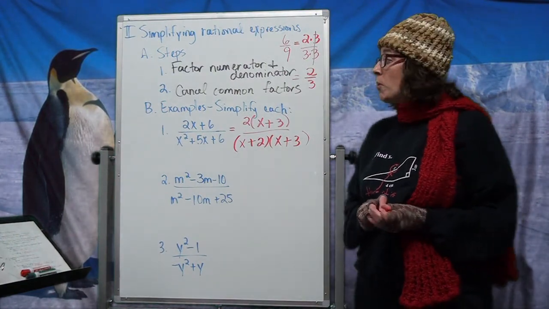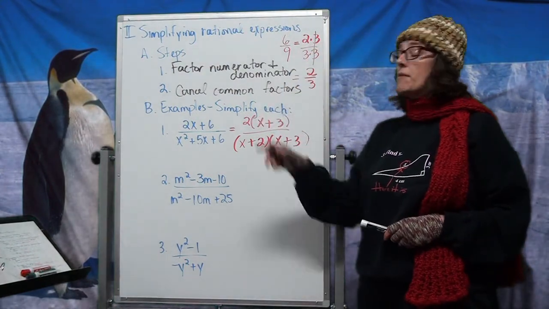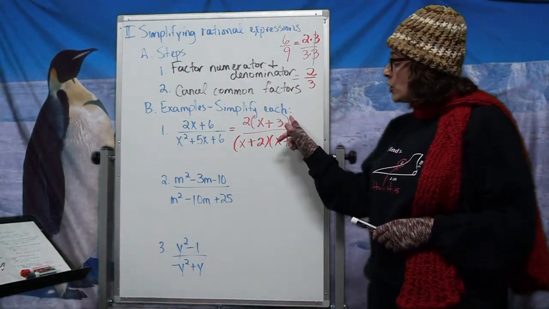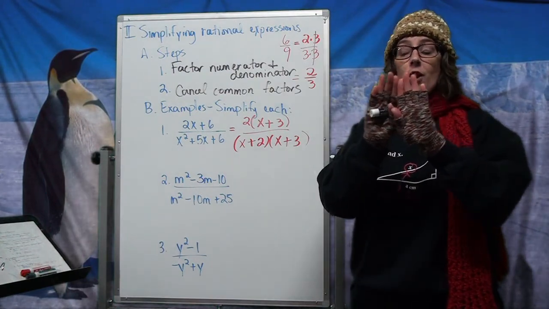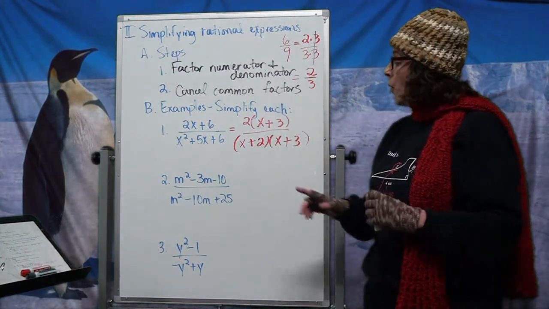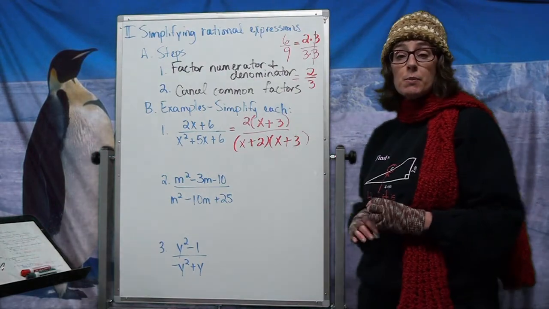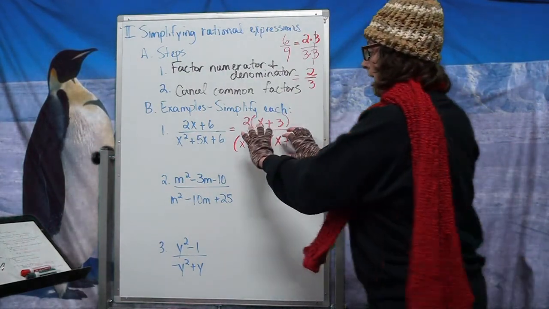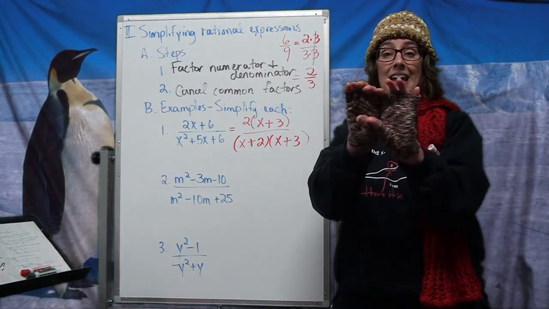So recall at this point, now that I've factored my numerator and my denominator, what I'm going to do is look for those common factors. I'm going to cancel them out. And recall, factors are things that are multiplied together. On that numerator, I have 2 times parentheses. On that denominator, I've got x plus 2 in the parentheses times x plus 3 in the parentheses. So what I have down here in that denominator is 2 parentheses being multiplied together.